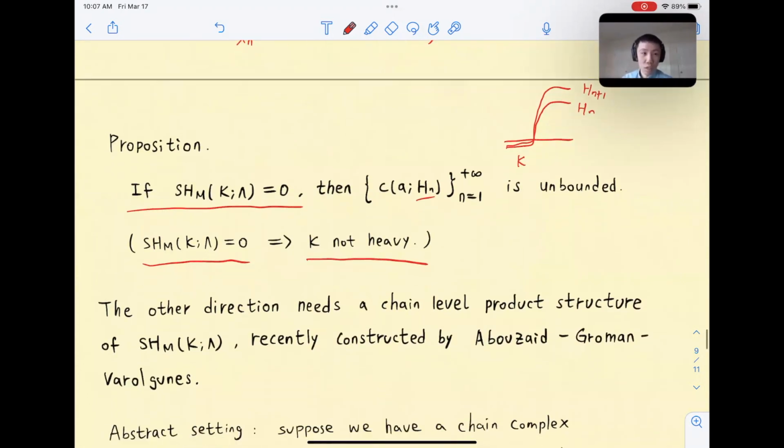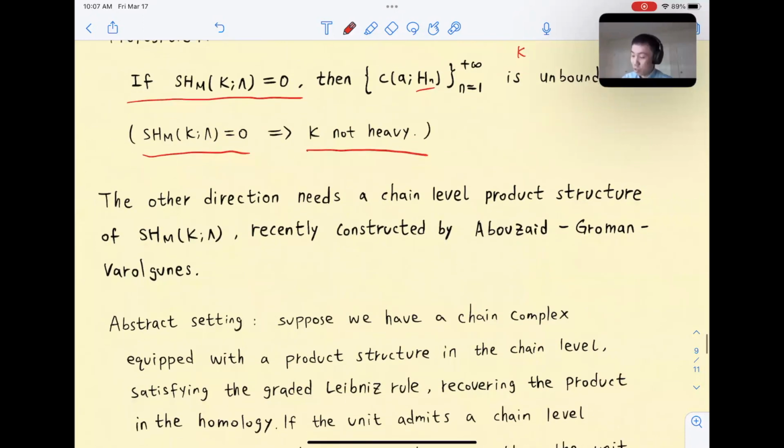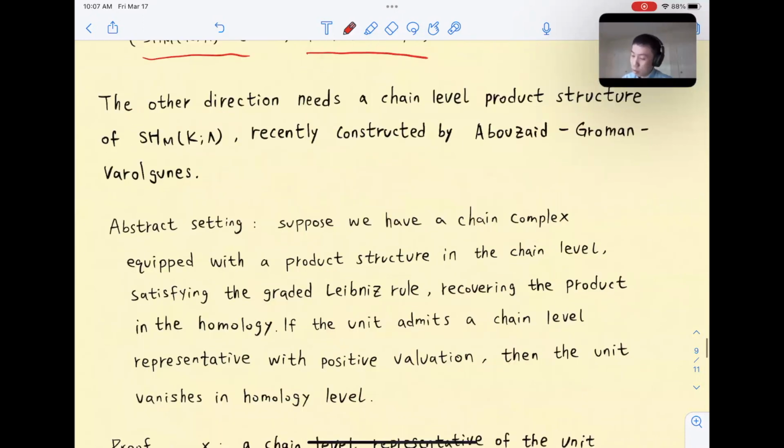So in the last several minutes, let me sketch the proof of the other direction. The other direction is: K not heavy implies that the relative invariant vanishes. The other direction is somehow more technical.